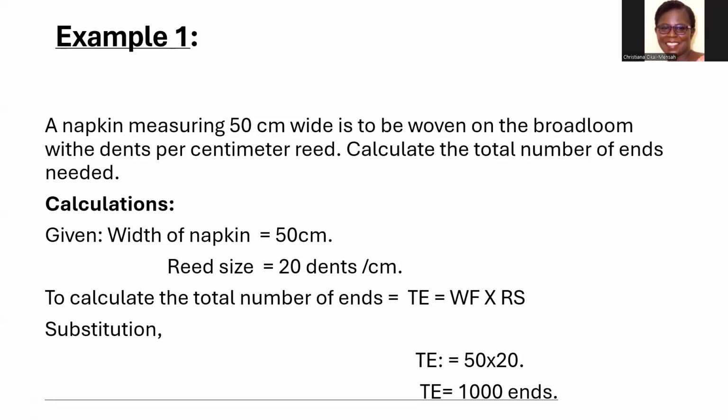Now let's do some small calculations and see. It's so simple. So don't be frightened. A napkin measuring 50 centimeters wide, that is the width, is to be woven on a broad loom with 20 dents per centimeter reed.